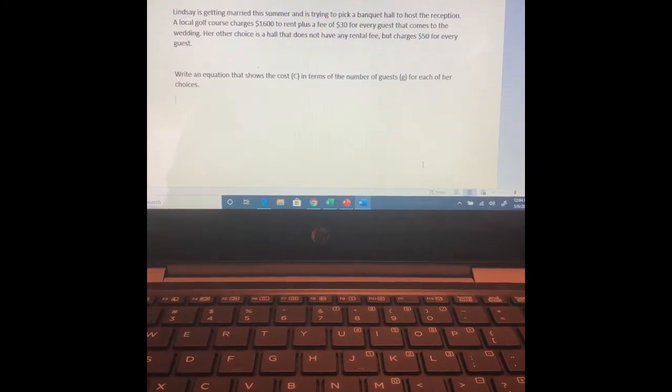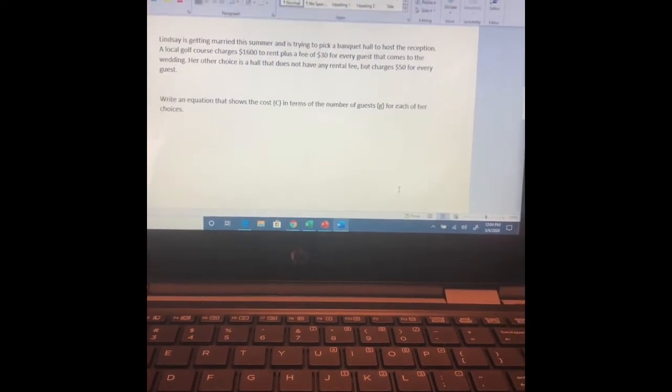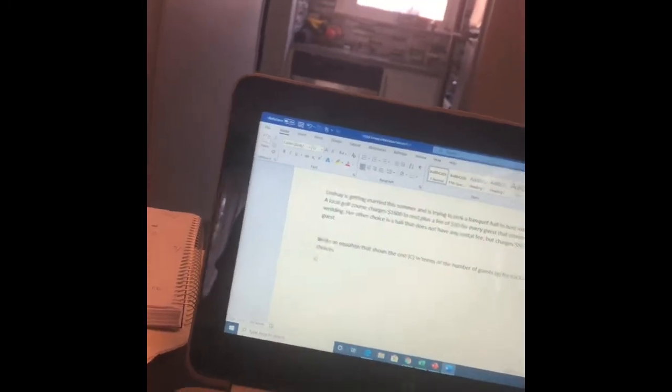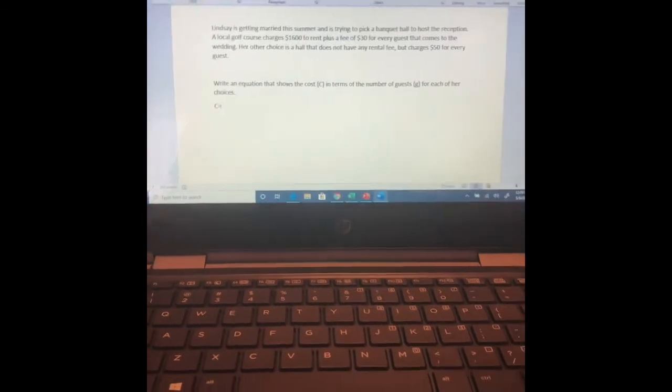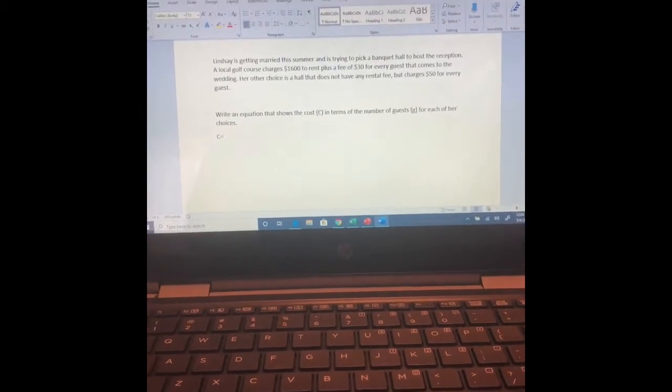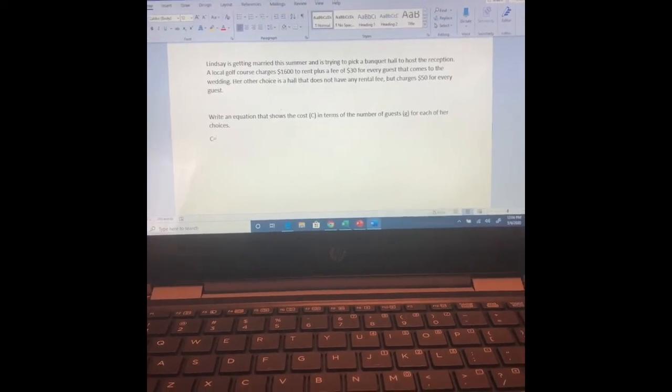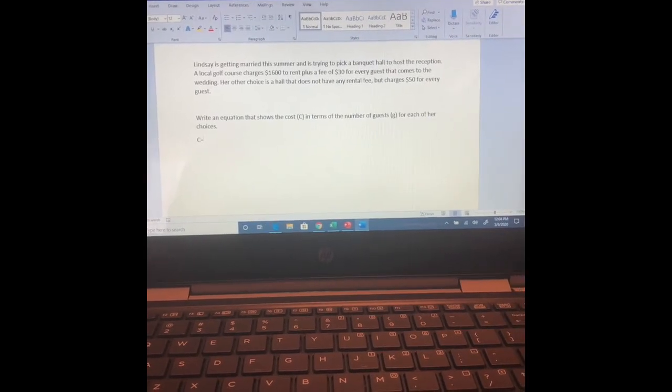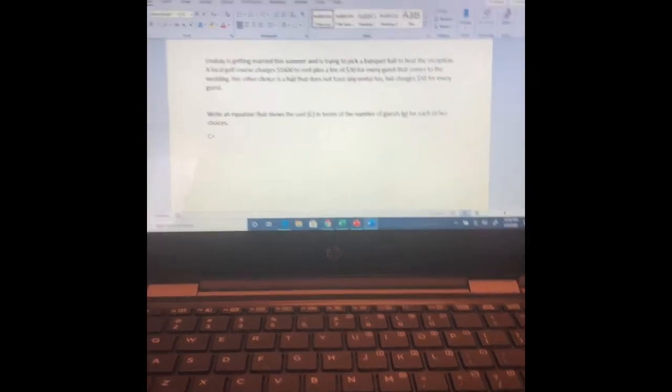Okay, so Lindsay's getting married. We want the equation to show cost. And the cost is C in terms of the number of guests. So for the first option, it is $30 for every guest.